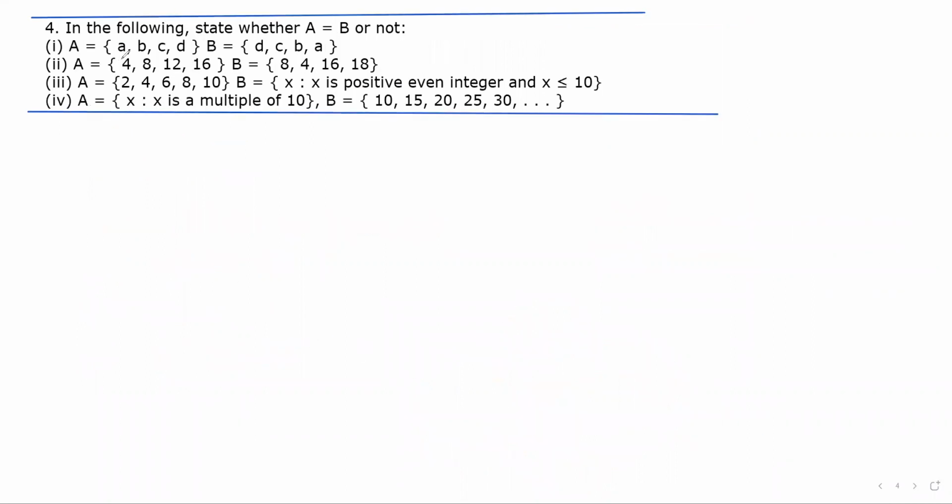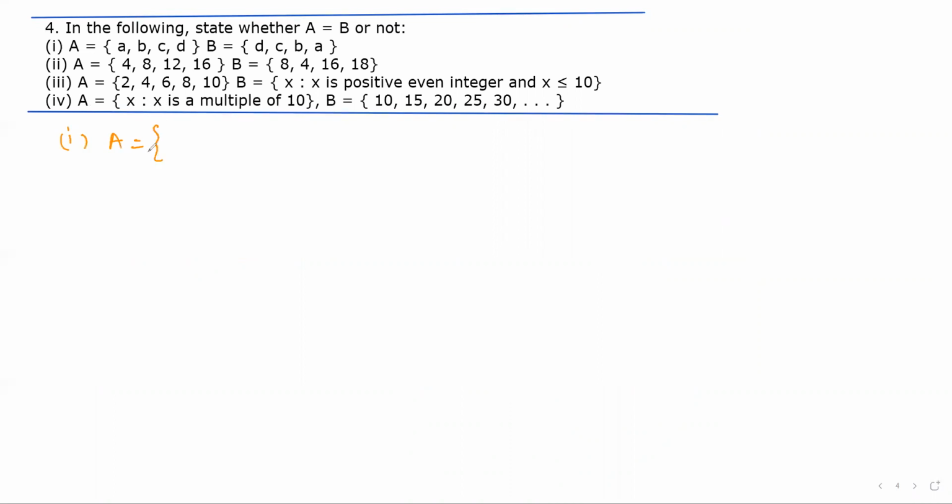Next, it will state whether A is equal to B or not. Let's observe A and B. Now, two sets are said to be equal if they have an equal number of elements, if there is no repetition of elements in each of the sets, and if they are one-to-one correspondent or correlated with each other.